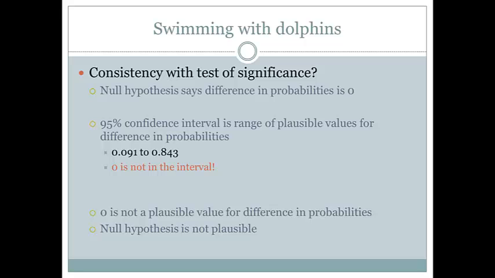Well, that's exactly what we saw because our p-value was 0.02. We rejected that null hypothesis. So the difference in probabilities is not 0. That's not a plausible explanation. The confidence interval tells us that because 0 is not in there. The p-value tells us that because it's less than 0.05.